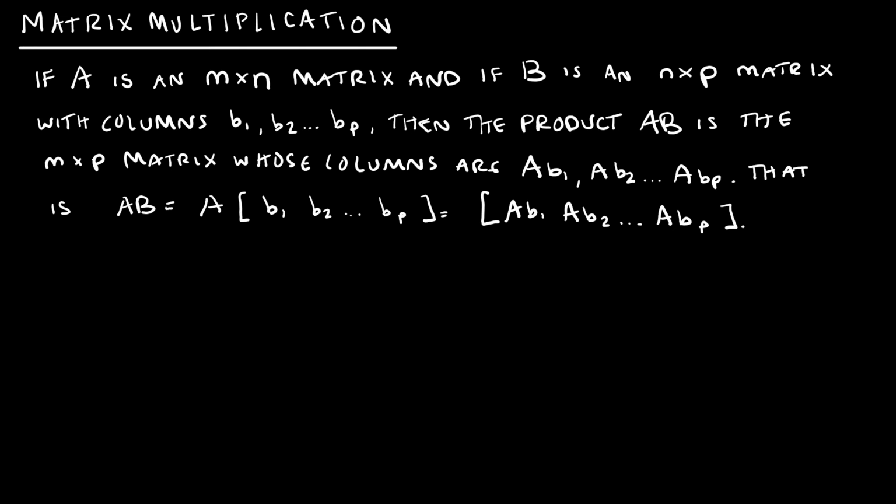So first of all, this is just the formal definition from your text. If A is an m by n matrix and B is an n by p matrix with columns B1, B2 through BP, the product AB is the m by p matrix whose columns are AB1, AB2, etc. Or that AB is equal to A times B1, B2, B3, which results in AB1, AB2, etc. through ABP. So you might be thinking, well, that didn't make any sense at all. So let me help you hopefully make sense of what all of that said.